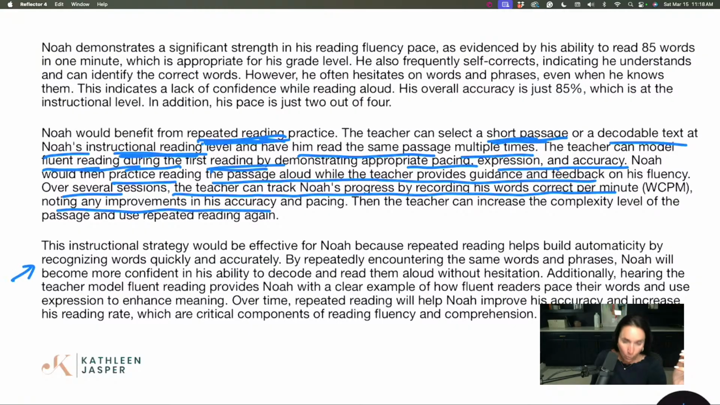Now we get to the rationale. This instructional strategy would be effective for Noah because repeated reading helps build automaticity. That could be it. That could be your last sentence here. And you fulfilled the 4th bullet, but let's go on.